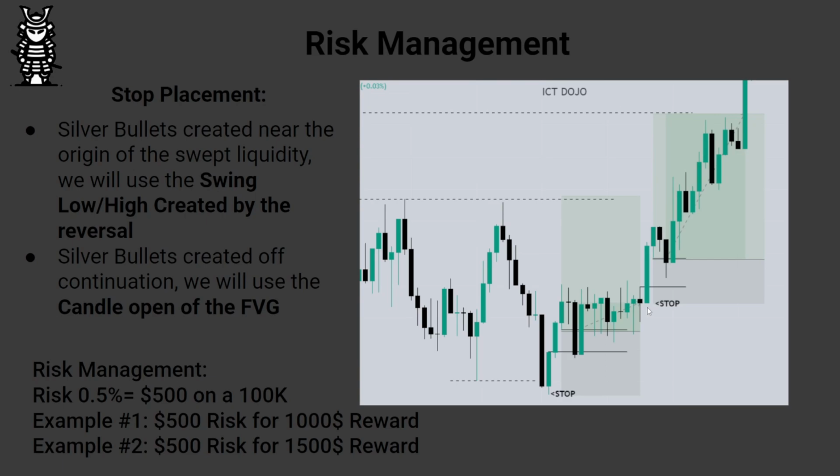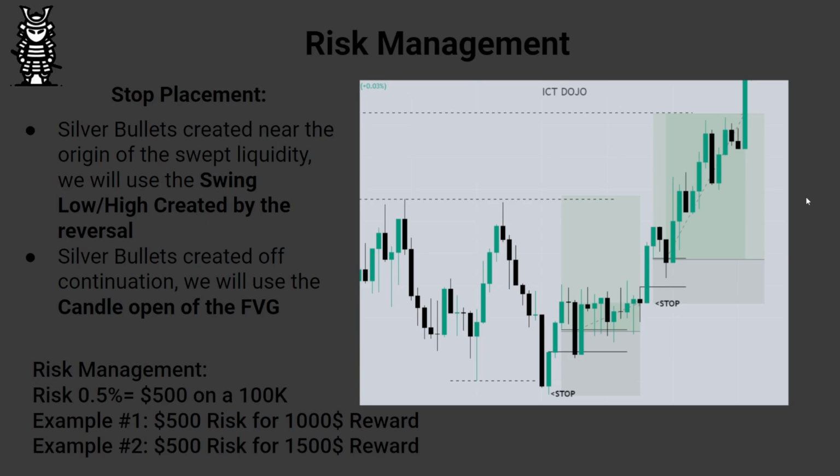Now, in terms of risk management, we're going to be risking about 0.5% per trade. So this would be $500 on 100K. And for the example one, this would be $500 risk for $1,000 reward, and then $500 risk for $1,500 reward.